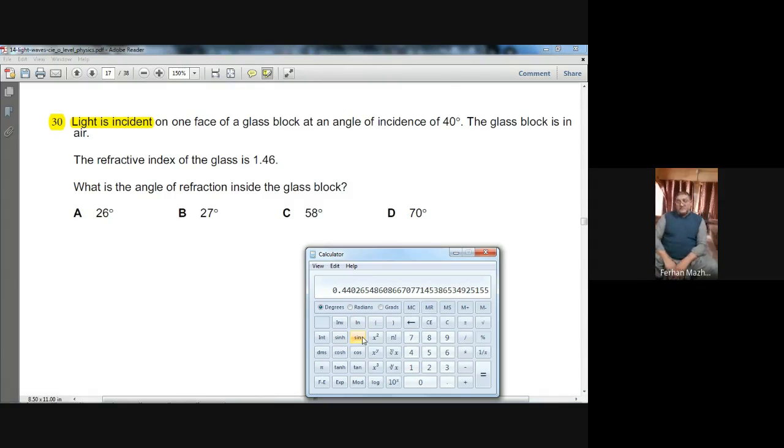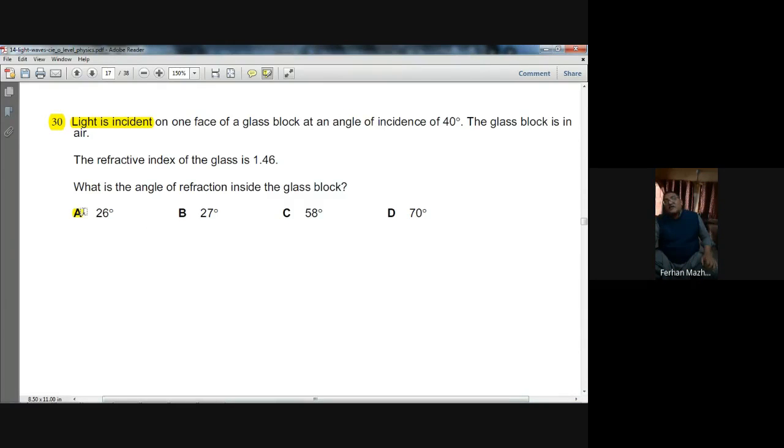Then when I make r alone, the sine will come to this side and it will become sine inverse. So I will take the sine inverse of this. The answer is 26.1. So A is the right answer.